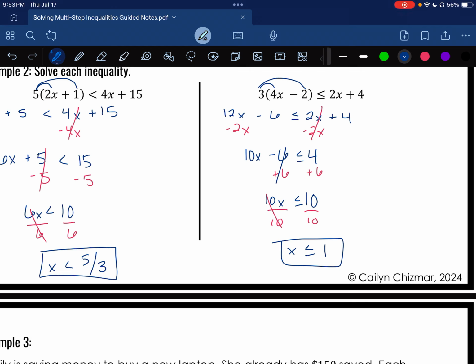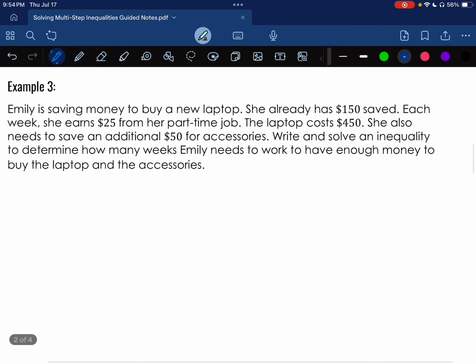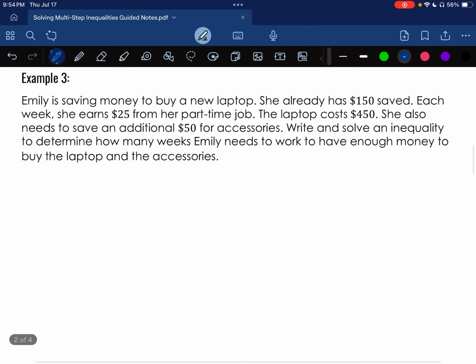And we're going to talk about a word problem. Inequalities really lend themselves to word problems because often in life, right, there's a range of values that we could go for, not just the one right answer that we are used to seeing with equations. So Emily is saving money to buy a new laptop. She already has $150 saved. You go, Emily. Each week she earns $25 from her part-time job.